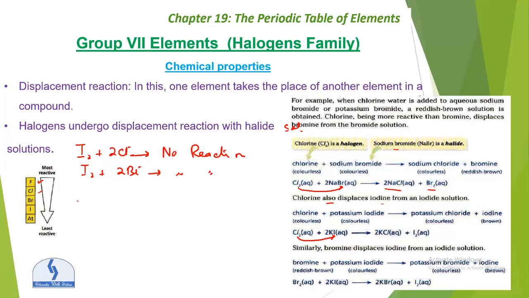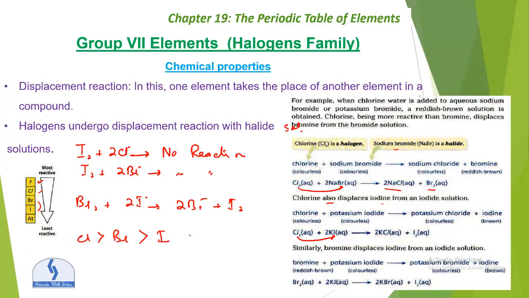But if we are talking about bromine, can bromine replace iodide in solution? Yes, it can replace because bromine is more reactive than iodine. So the more reactive element will displace a less reactive halogen from its halide solution. So here we can say that chlorine is more reactive than bromine, which is more reactive than iodine.